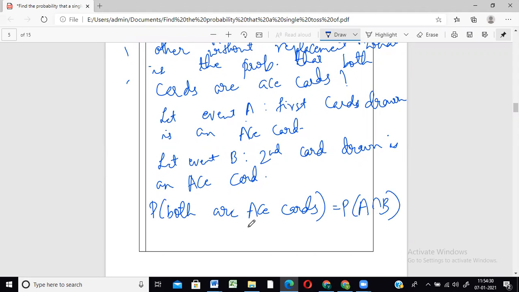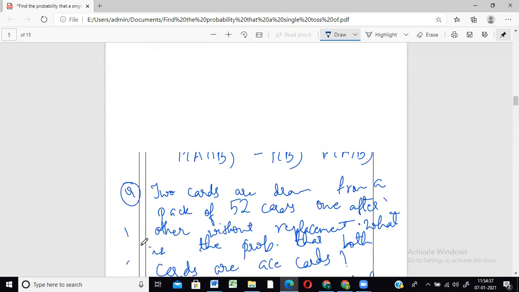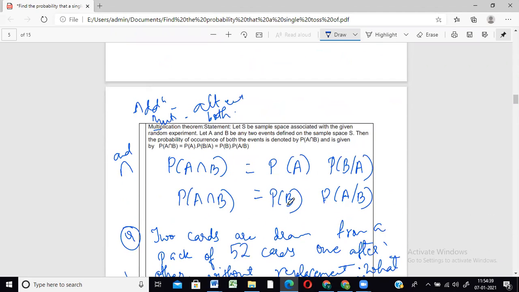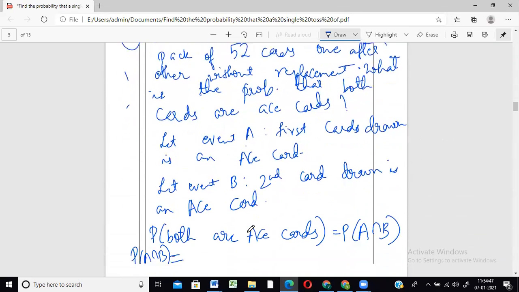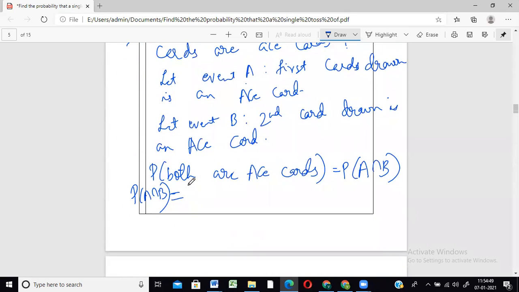We did the formula a little while ago. We have two formulas for probability of A intersection B. Either you pick up the first one or the second one, both are okay. Let me pick the first one: probability of A times the probability of occurrence of B such that A has already occurred. So let me write it that way.